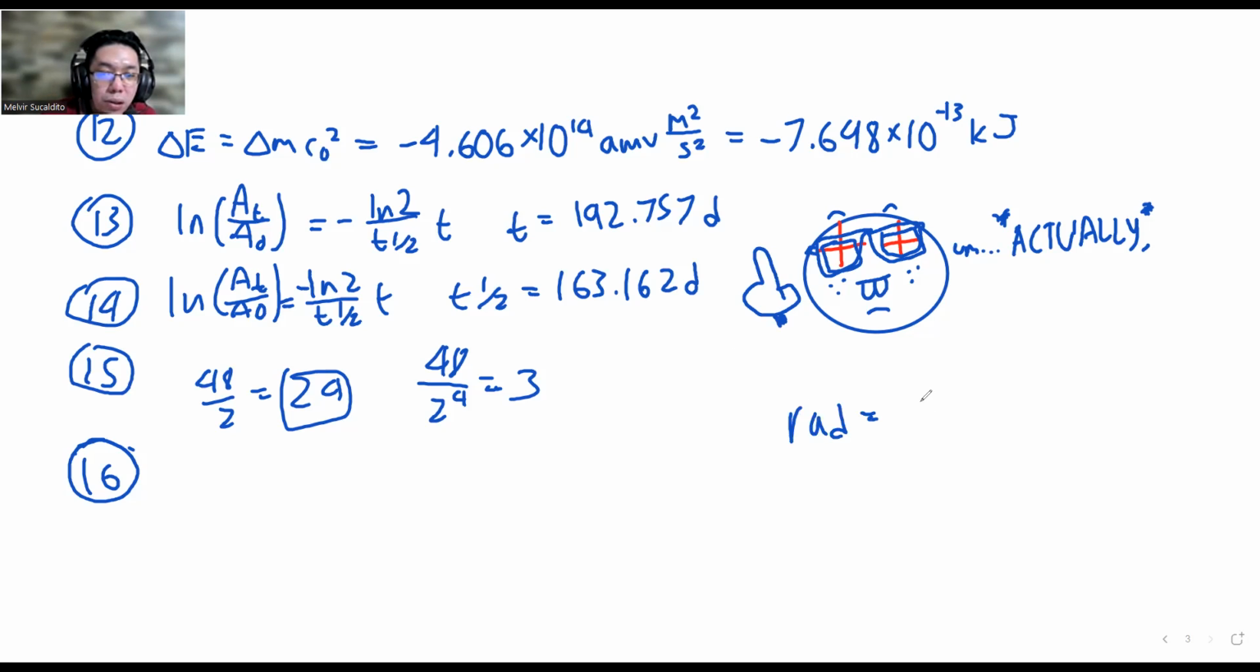1 rad is equal to 0.01 gray, or it's the absorption of 1 times 10 to the negative 2 joule per kilogram. Then what's 1 gray po? 1 joule per kilogram. 1 joule of energy na na-absorb per kilogram dun sa irradiated material. Joule per kilogram. Okay.